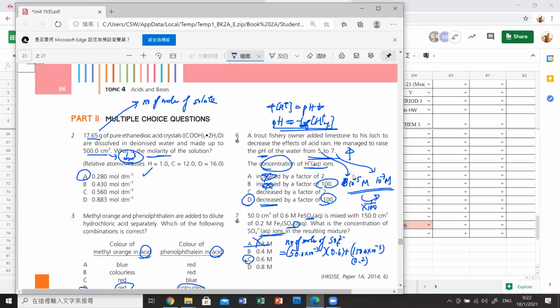But remember, 1 mole of iron(III) sulfate contains how many moles of sulfate? We have got 3 here. So you are going to put that 3 into the whole thing. And the total volume, of course, most of you have got it correct, right? 50.0 cm cube plus 150.0 cm cube. And I do think that that gives you a big difference if you are choosing A or C. Questions? Questions? Remember to multiply by 3 here? Why? Because 1 mole of iron(III) sulfate contains 3 moles of sulfate.